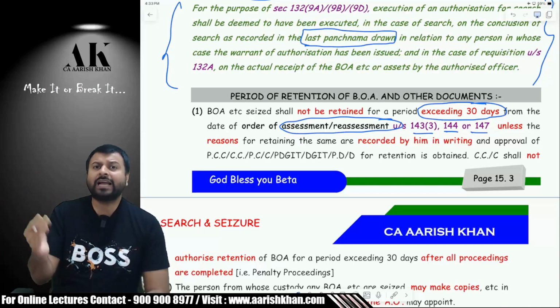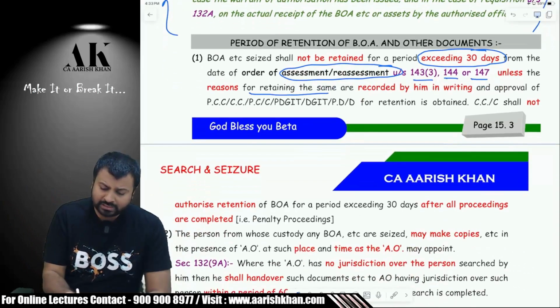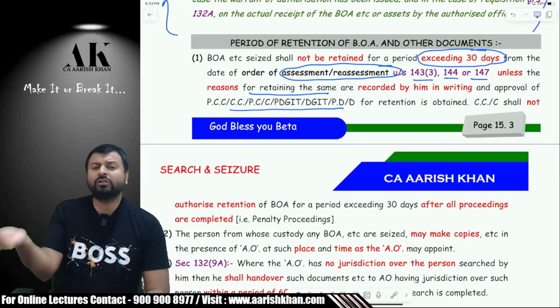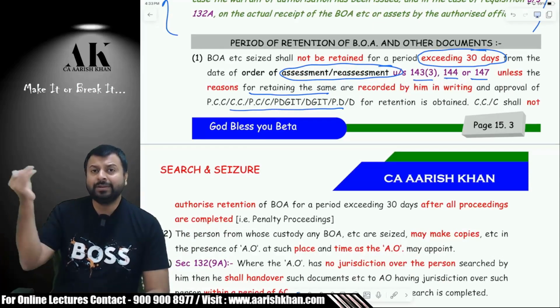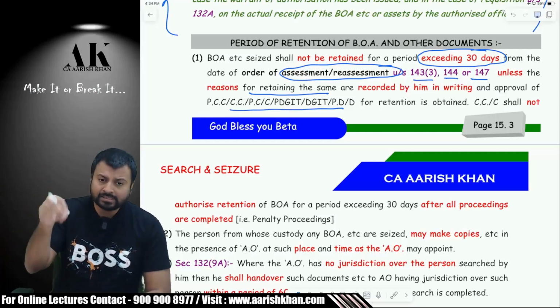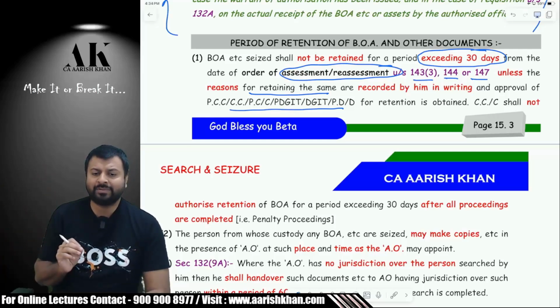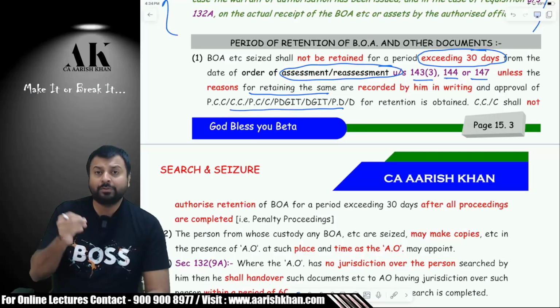Okay. Now, after that also, if they want to retain them, then they have to record the reasons for the same and take approval from the higher authority. And why will they need it, sir? Maybe they want to impose some penalty proceedings. That is the reason they want the books of accounts, etc., to be retained by the department. So after that also, if they want, they can keep it, but with the approval of higher authority.